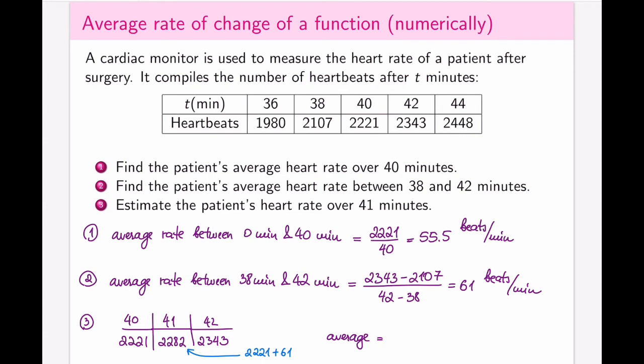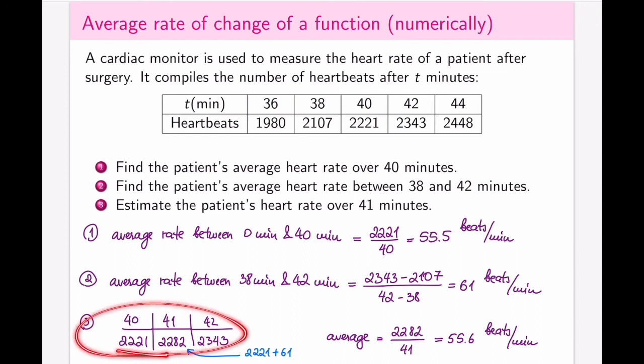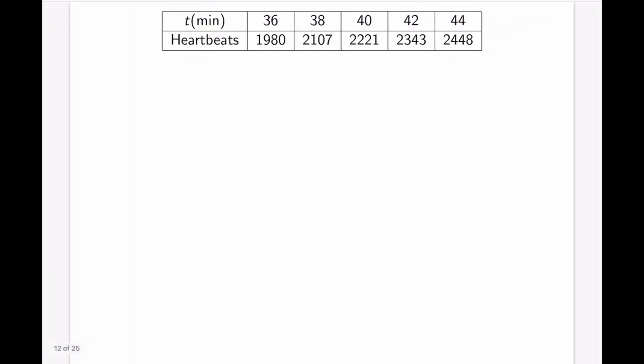So it's going to be the average over 41 minutes. Now I have 2282 as the total number of heartbeats in 41 minutes. And overall, this will give me 55.6 beats per minute. Now, the nice thing about this is we can think about what this actually means on the graph. And this will likely give us another sense of how averages work. So let's think about this graphically.